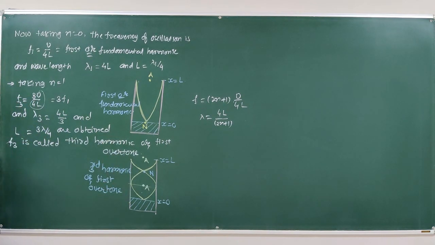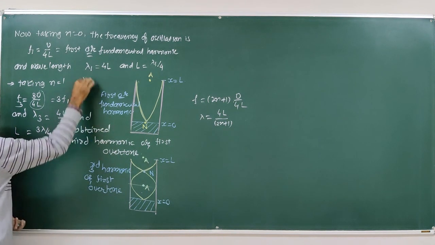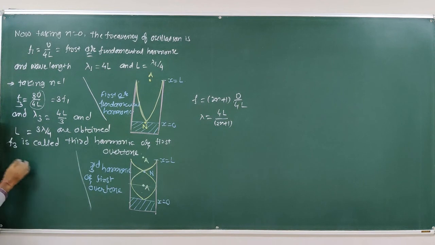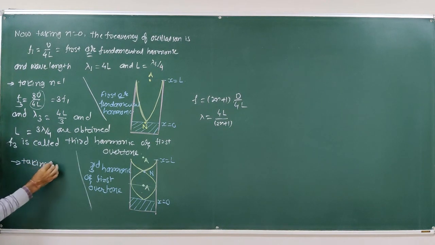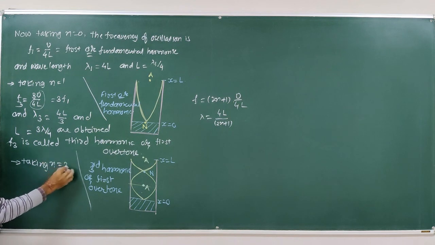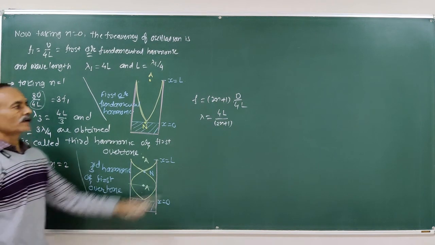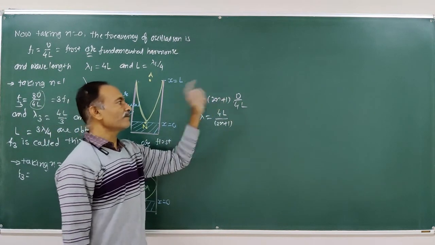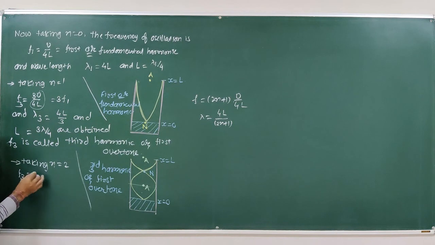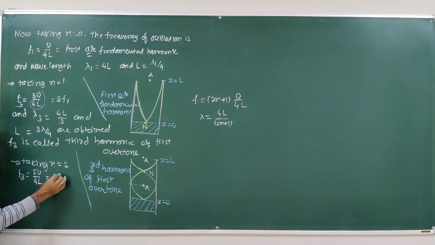Now taking n is equal to 2. We obtain F3 is equal to (2 into 2 plus 1) times V upon 4L. But V upon 4L is equal to F1, therefore 5 times F1.